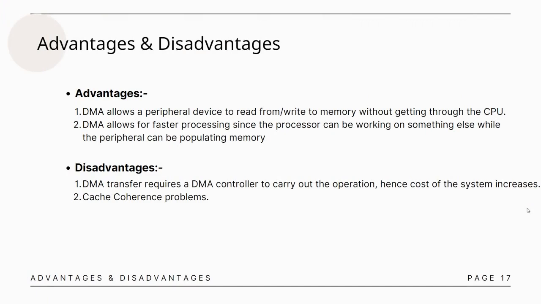So, the advantages and disadvantages are given below. Advantages are that DMA allows a peripheral device to read from or write to memory without going through the CPU. DMA allows for faster processing since the processor can be working on something else while the peripheral is populating memory. Disadvantages are that a DMA transfer requires a DMA controller to carry out the operation, hence the cost of the system increases. Second is the cache coherence problems.